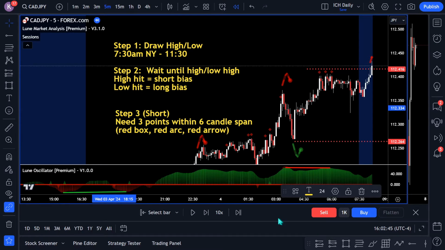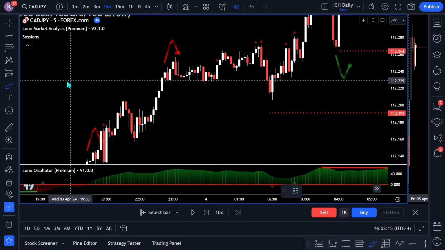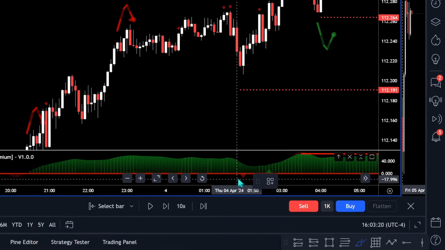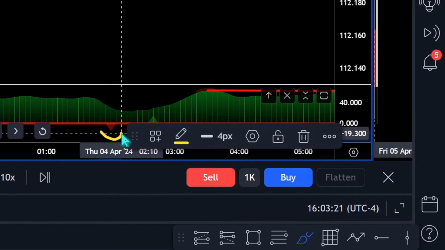So I've tested a lot of different ways. This is my personal system. I need 3 points within 6 candles. And a point can be, for short, a red box, a red arc, or a red arrow. So this is outside of our time, but just for illustration, we've got a red arrow down here.